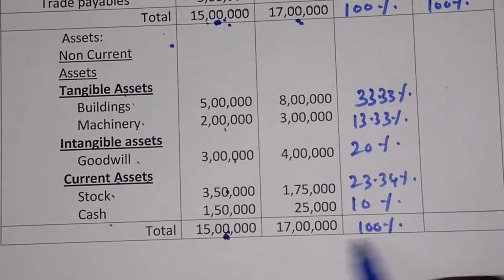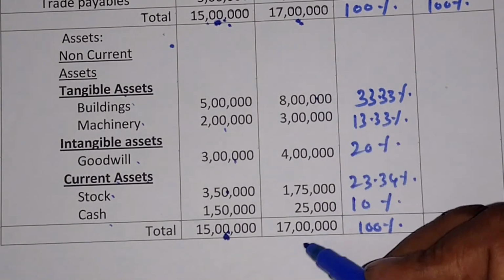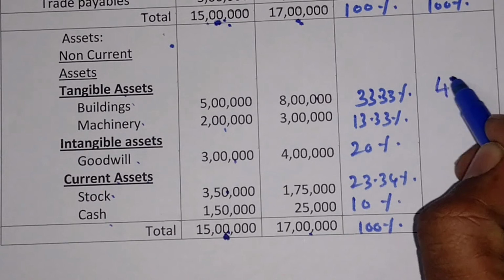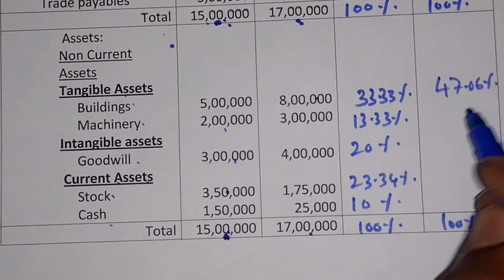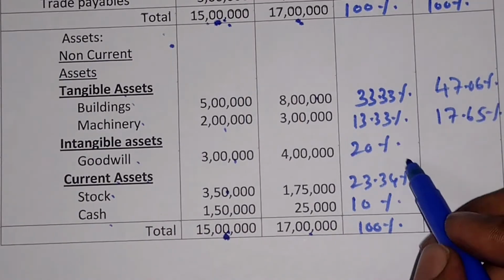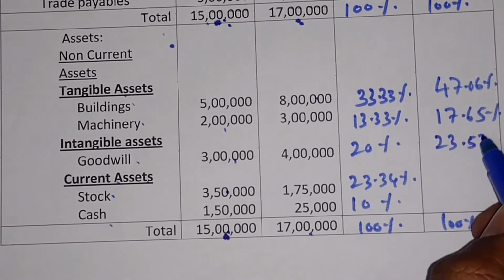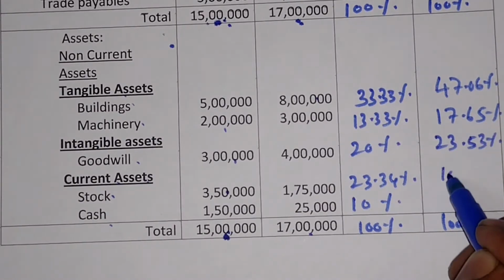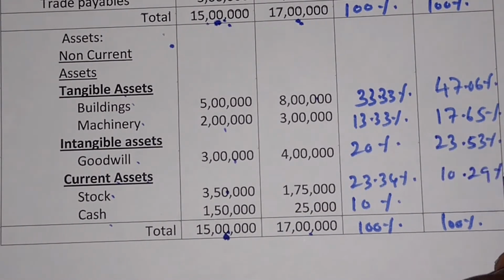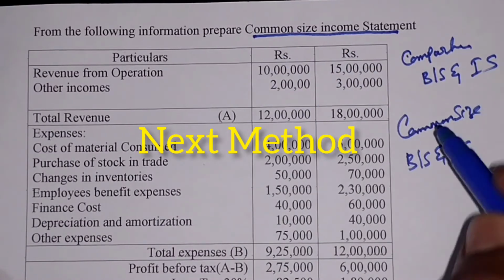Total it is 100%. Balance sheet is always 100%. Next one is 8 lakh divided by 17 lakhs, 47.06%. In the same manner, if we calculate for the remaining things, individual value divided by total, you get these percentages. That's it about common size balance sheet. Let's discuss the next topic, common size income statement.